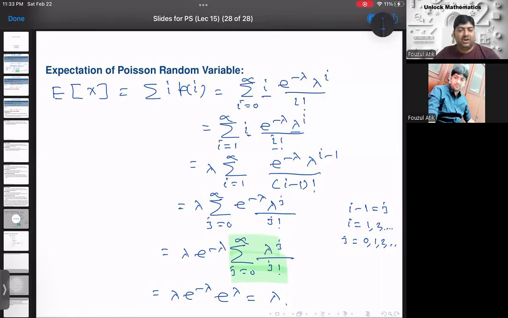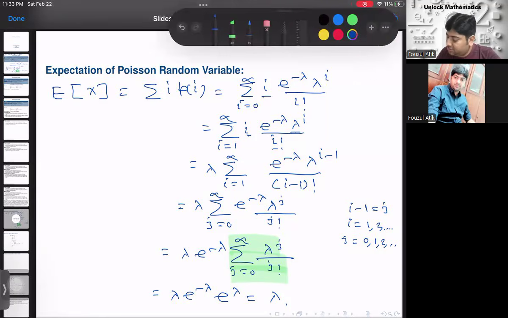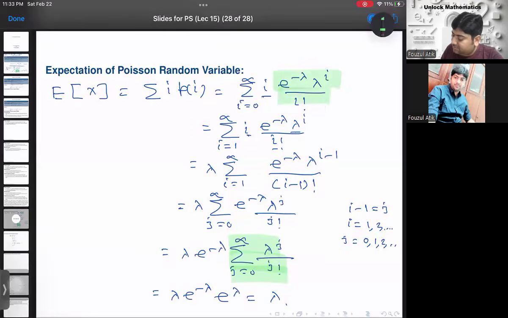So that is my point. We have seen that the Poisson random variable follows this distribution. That probability mass function is e to the power minus lambda into lambda to the power i by i factorial. So, a Poisson random variable with parameter lambda. But what is this lambda? It is the expected value. Just now we calculated this is the expected value, right?